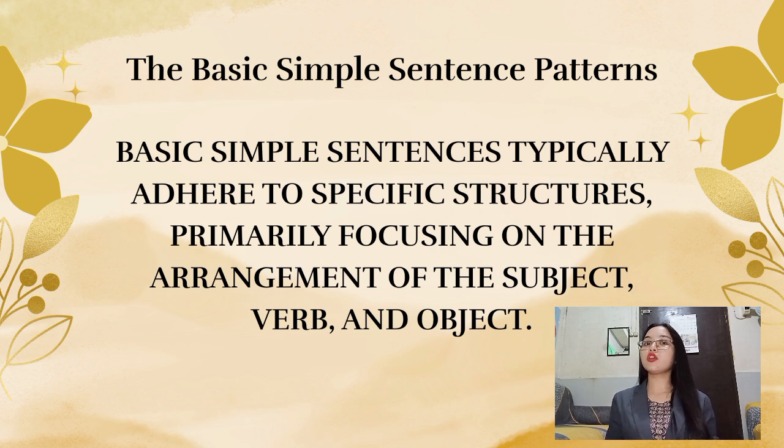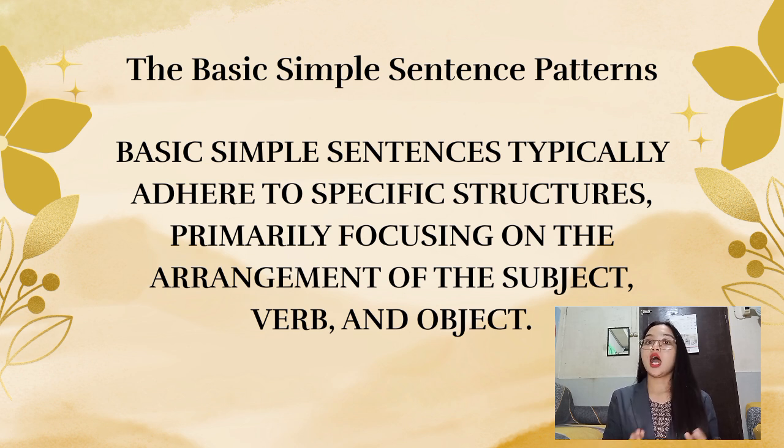A simple sentence contains only one independent clause, a group of words with a subject and a verb that expresses a complete thought. So it contains subject, verb, and object. Subject: the noun or pronoun performing the action or being described, while the verb: the action word or state of being. Verbs can be transitive, taking a direct object, or intransitive, not taking a direct object, while the object: the noun or pronoun receiving the action of a transitive verb.